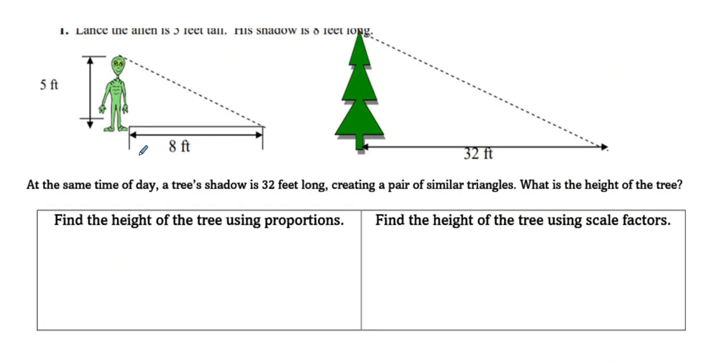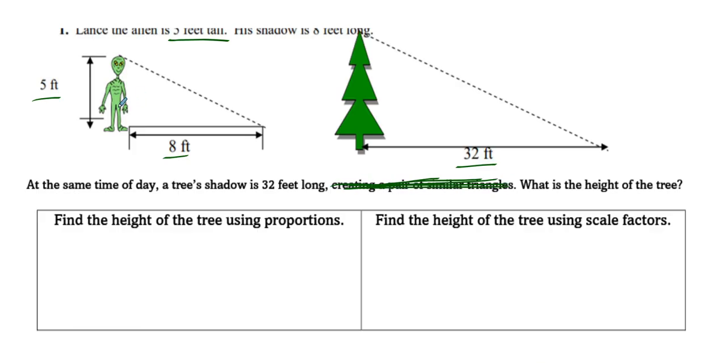All right, I'm going to go over a couple of these problems. It's cut off, but it says Lance the alien is 5 feet tall, and his shadow is 8 feet long. At the same time of day, the tree's shadow is 32 feet long, creating a pair of similar triangles. Actually, we don't really even need this sentence.